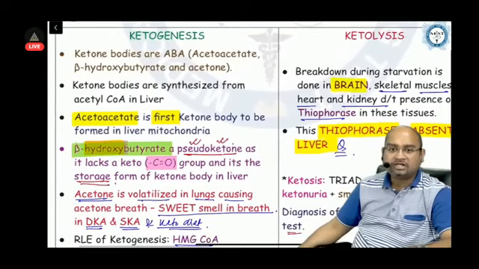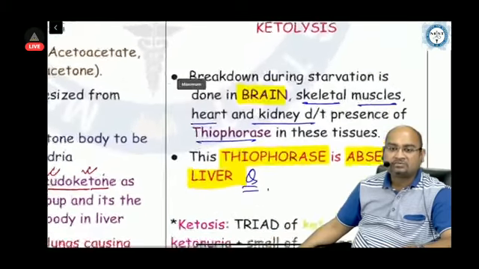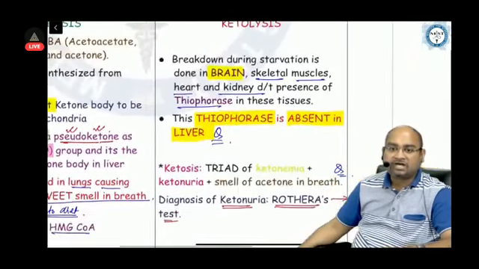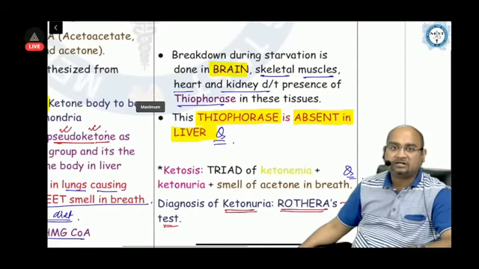Ketone bodies are produced in the liver, but my dear friends, they are not broken down in the liver, because the thiophorase enzyme is absent in the liver.